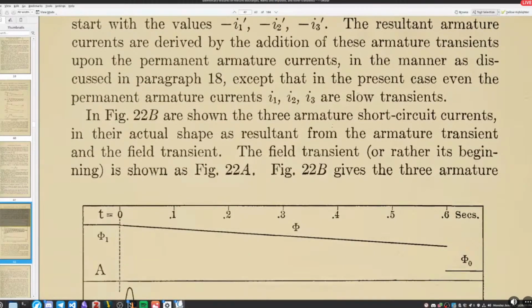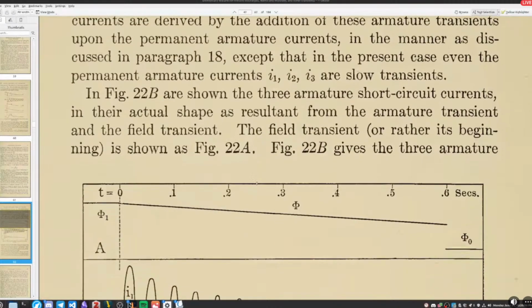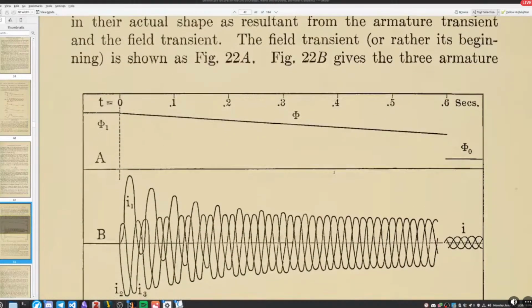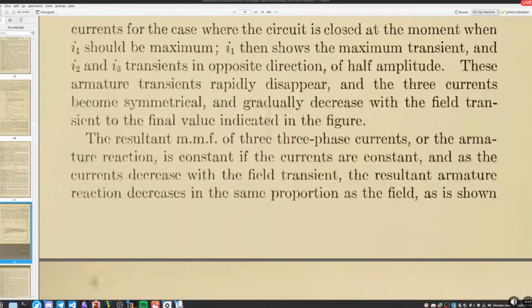In figure 22b are shown the three armature short circuit currents in their actual shape as resultant from the armature transient and the field transient. The field transient, or rather its beginning, is shown in figure 22a. Figure 22b gives the three armature currents for the case where the circuit is closed at the moment when I1 should be maximum. I1 then shows the maximum transient, and I2 and I3 show transients in opposite direction of half amplitude. These armature transients rapidly disappear, and the three currents become symmetrical and gradually decrease with the field transient to the final value indicated in the figure.